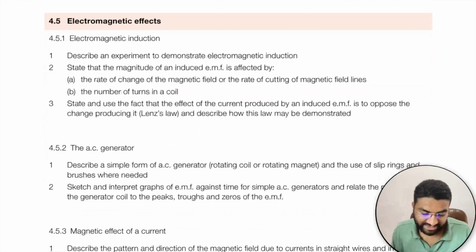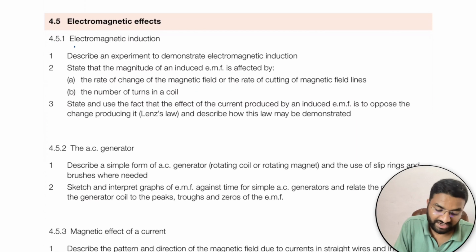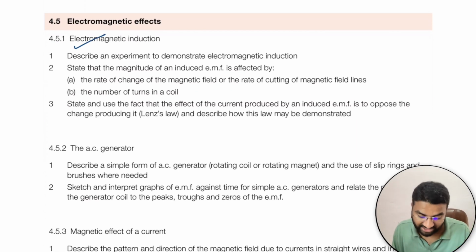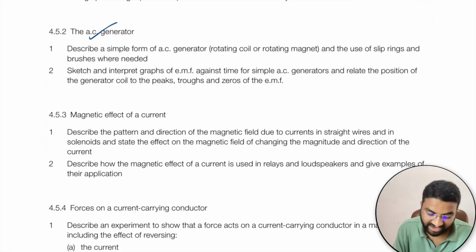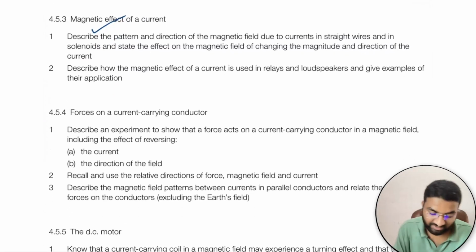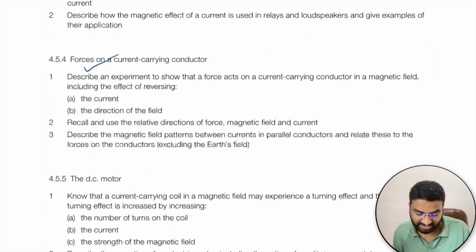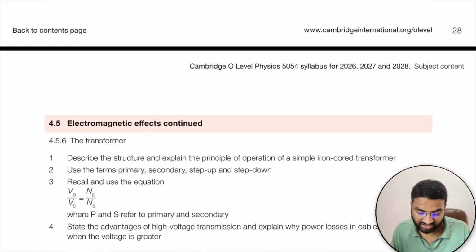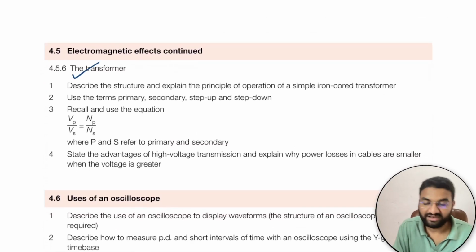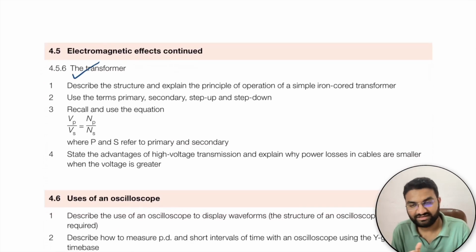Then the electromagnetic effect. Here you have to understand electromagnetic induction, AC generator, magnetic effect of current, then forces on a current-carrying conductor, and DC motor, and then lastly the transformer. These are the six concepts that you have to understand under the electromagnetic effect.